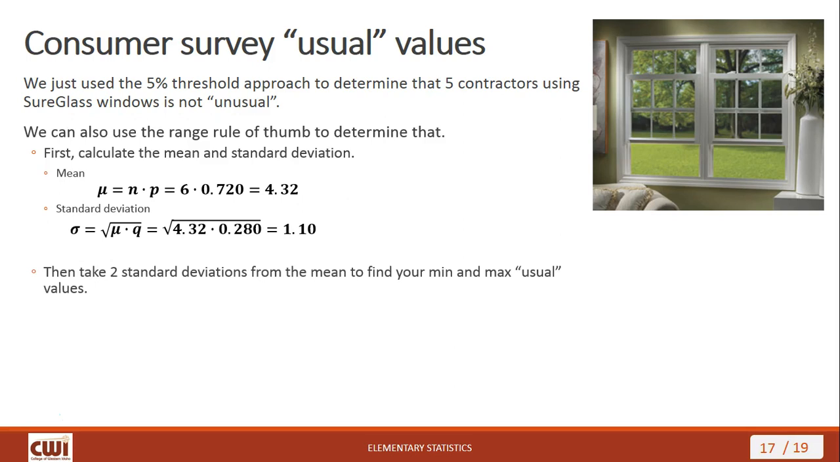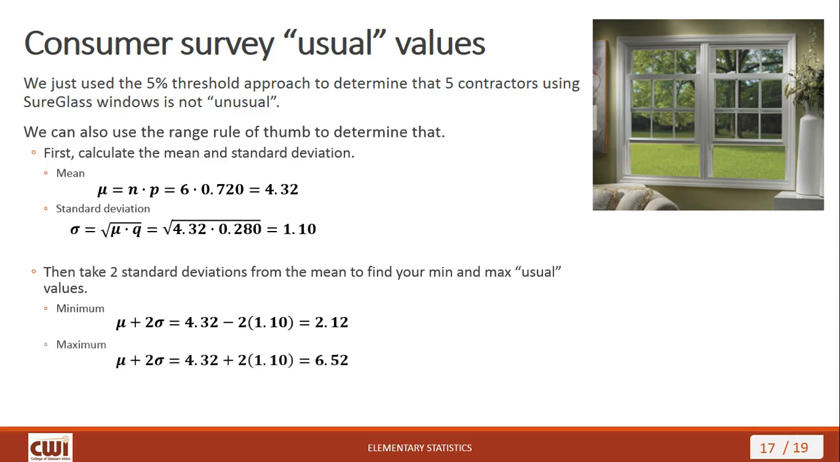Then we take 2 standard deviations from the mean on either side to find our minimum and maximum usual values. So the minimum value is going to be found by subtracting. Wow, I don't even know why there's a plus sign there. That should be subtracting. And you see that there in the calculation. And that gives us the right number, 2.12. Then the maximum value is going to be found by adding instead of subtracting. And we get a maximum value of 6.52. So having 5 contractors is inside this range of usual values. So it is not unusual. We reach the same conclusion.